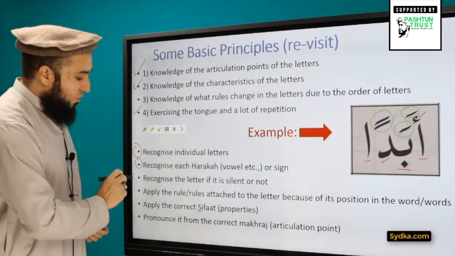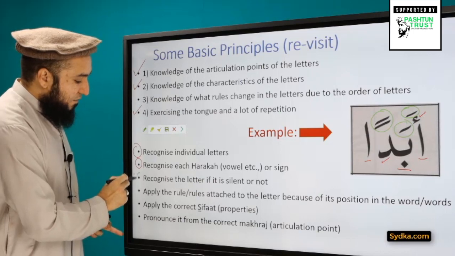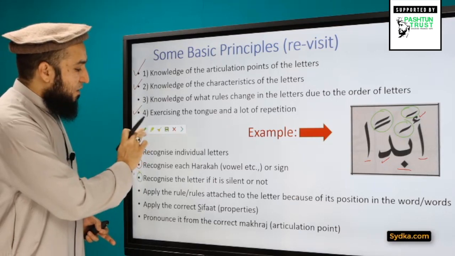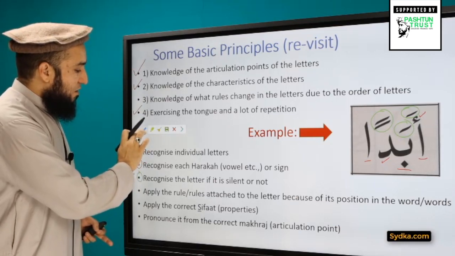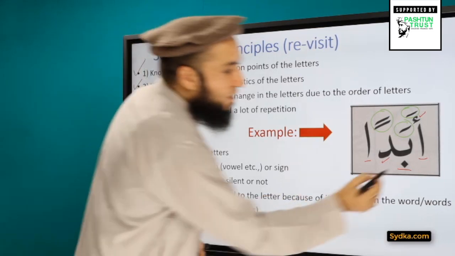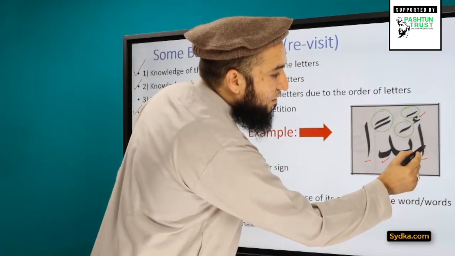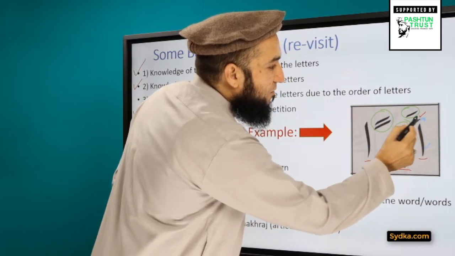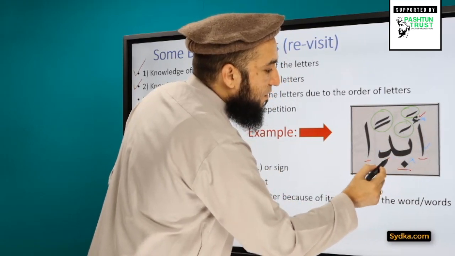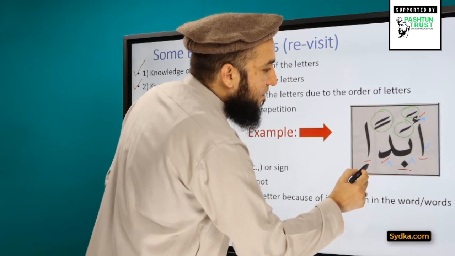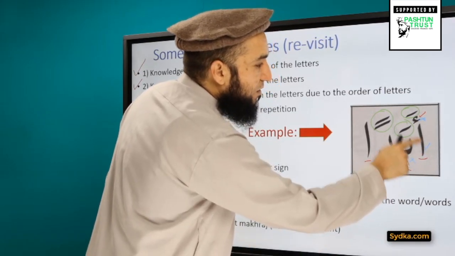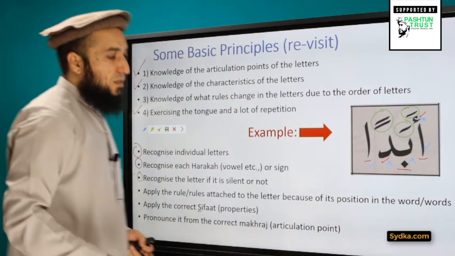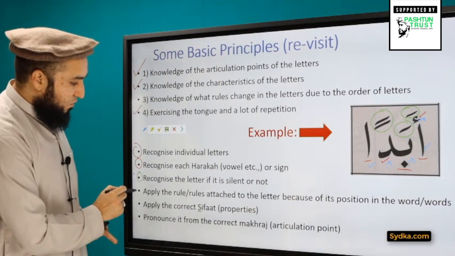The next one is we have to recognize which letters are silent and which aren't. Let's change the color. Okay, blue. So if you see here, alif, this is silent, and this one is not. Ba is not silent. Dal is not silent, and alif is silent. So alif is silent. Hamza is not silent. Ba is not silent. Dal is not silent, and alif is silent. So we recognize those ones.